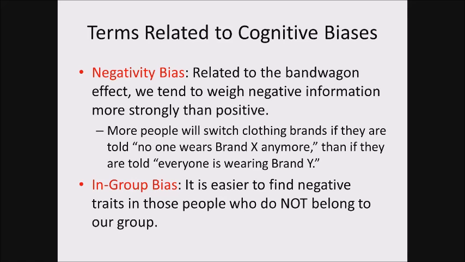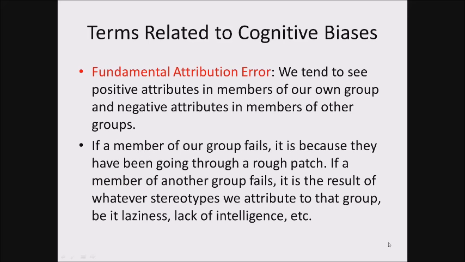In-group bias is another negativity sort of thing. It's easier to find negative traits in those people who do not belong to our group. So if we see people in other groups, it's a lot easier to find negative things to say about them than positive. So just a couple more here. We also tend to see positive attributes in people in our own group and negative attributes for maybe the same situation in members of another group.